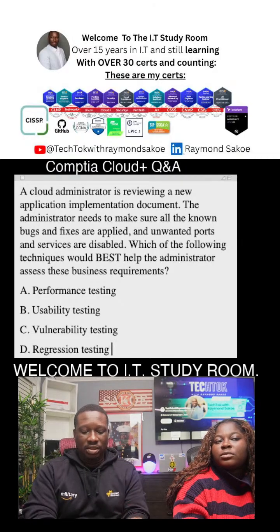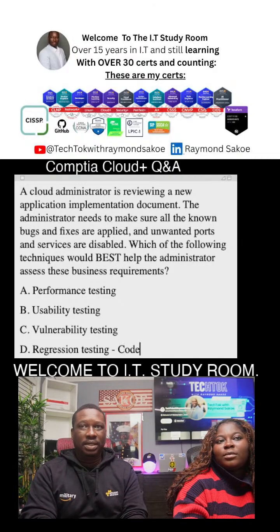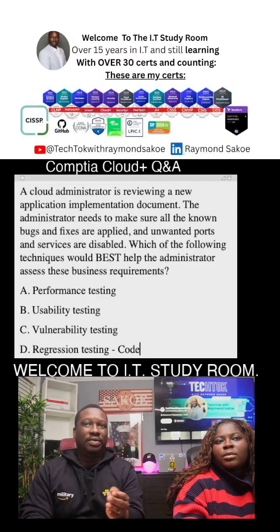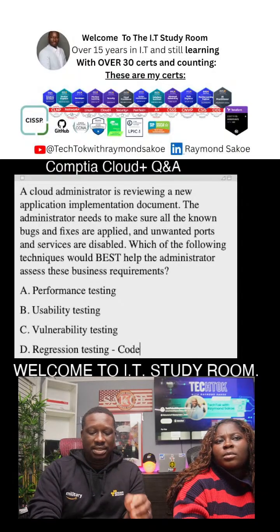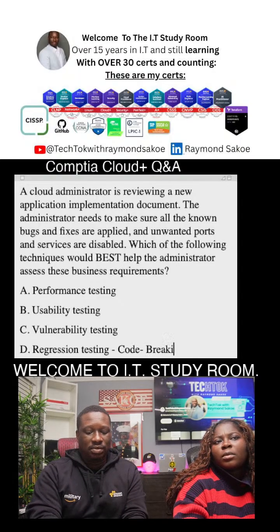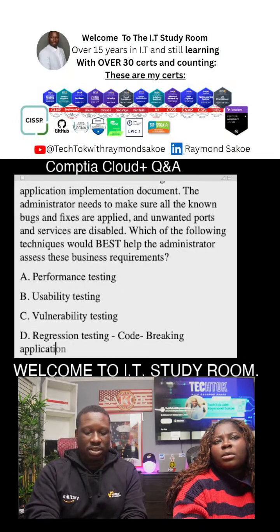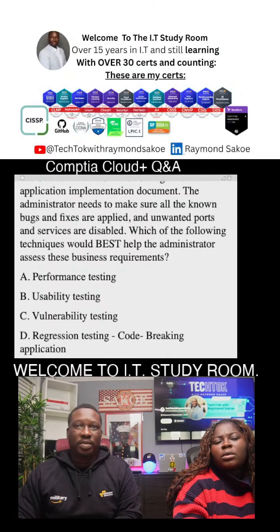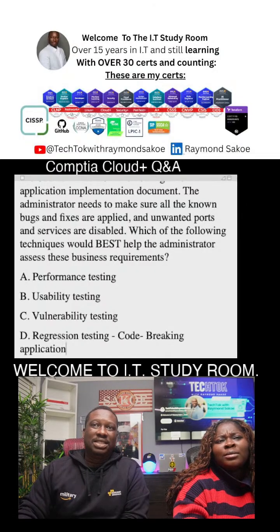So basically, when you write code, you run a regression test to make sure that the code doesn't break the existing application. You make changes to the code, and you perform a regression test to make sure it doesn't break the existing application.